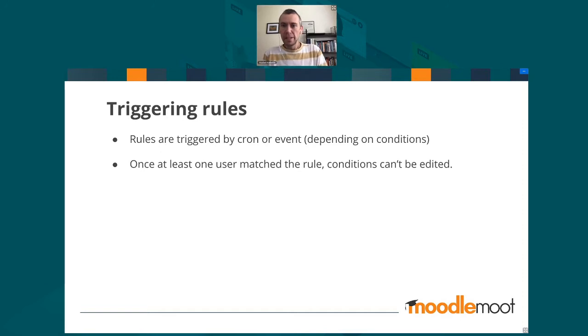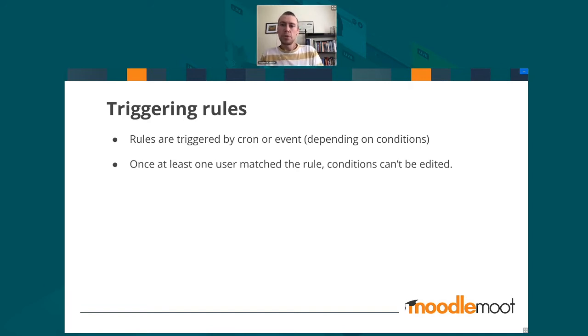Triggering rules. Rules can be triggered by cron or event. That depends on the particular set of conditions that the rule has. For example, the enrol to the course condition would have an event associated with it that we can trace and trigger the rule on. But for example, some conditions like user hasn't logged into the site for the last 10 days, there will be no event with that. So that's a sort of state of things. Some conditions don't have an event. They run by cron, and to verify that state, it would internally run a database query to figure out who hasn't logged in to Moodle for the last 10 days.